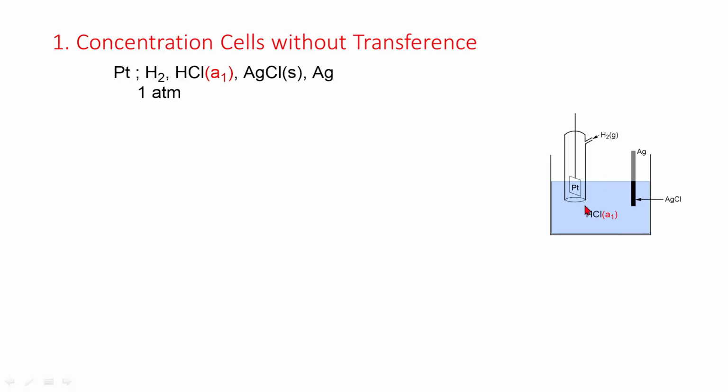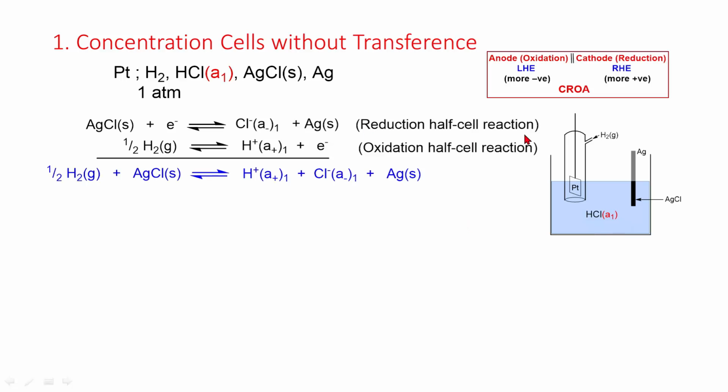If we consider hydrogen electrode with activity A1 of HCl and another electrode, silver chloride electrode, dipped into the same solution of HCl, we can write reduction half cell reaction: silver chloride plus electron giving rise to chloride at activity 1 plus silver solid, and oxidation half cell reaction as hydrogen giving rise to H ions at activity 1 and electron is released. This is the overall reaction.